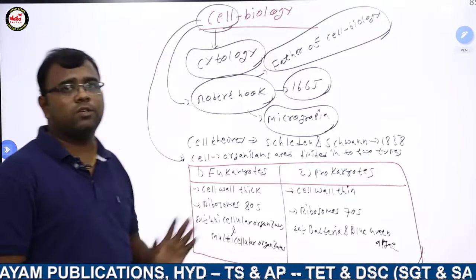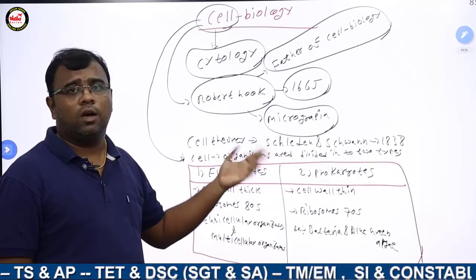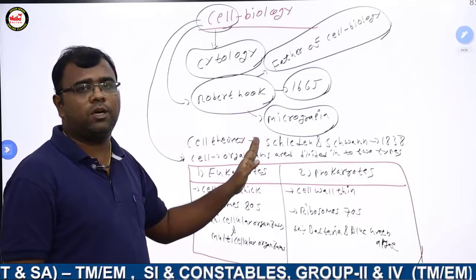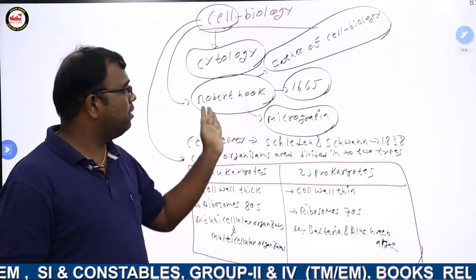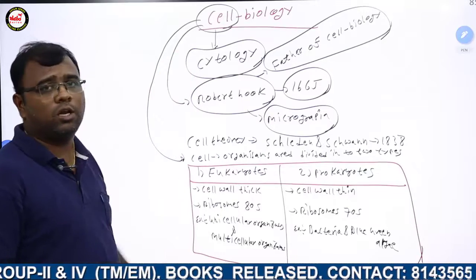This is the plant cell, and the plant cell topic is completed. The difference between eukaryote and prokaryote is completed, and the difference between plant cell and animal cell is completed. The cell biology topic is totally completed.